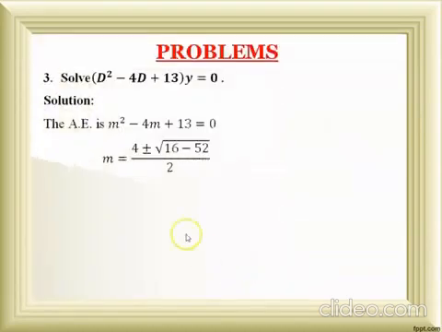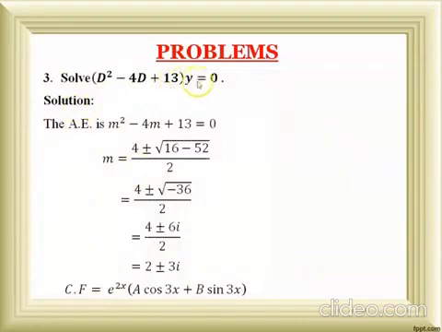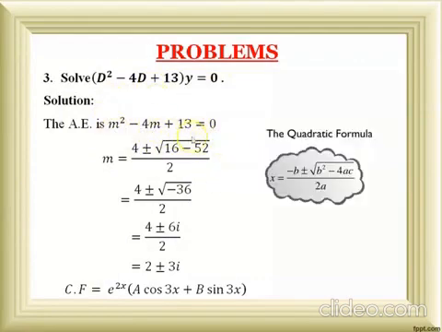The last one is (d square minus 4d plus 13) into y is equal to 0. The corresponding auxiliary equation is m square minus 4m plus 13 equal to 0. Here we cannot factorize this directly. So in such a case, we use the quadratic formula: x is equal to minus b plus or minus square root of b square minus 4ac, by 2a. Here a is the m square coefficient, b is the m coefficient, that is minus 4, and c is 13. So a is 1, b is minus 4, c is 13.